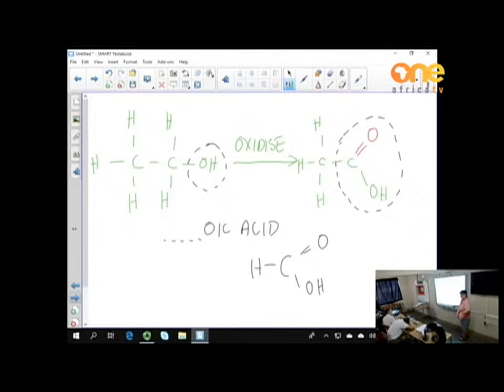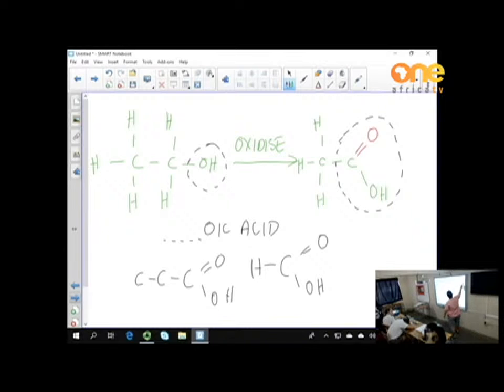What would this one's name be? Say it. Methanoic acid. Okay. What would this one be? Yes. Propanoic acid. Butanoic acid. Do you follow? Now, they also don't go much further than methanoic acid and ethanoic acid. So you need to be able to recognize it. They are all acids. In other words, if I add them to water, they ionize.